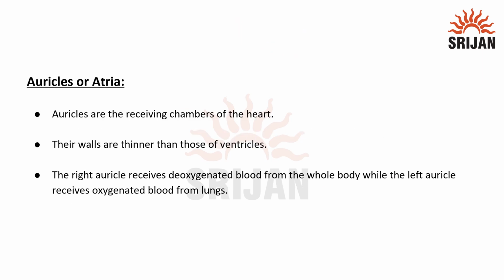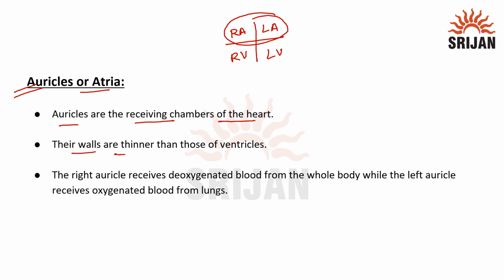Now let's understand about auricles or atria. So again consider this to be heart. This is right atrium, right ventricle, left atrium and left ventricle. So these two parts are called as auricles or atria. Auricles are the receiving chambers of the heart. Their walls are thinner than those of ventricles.